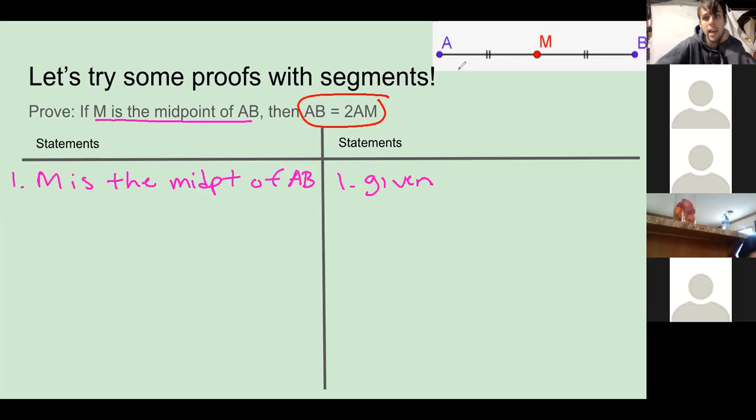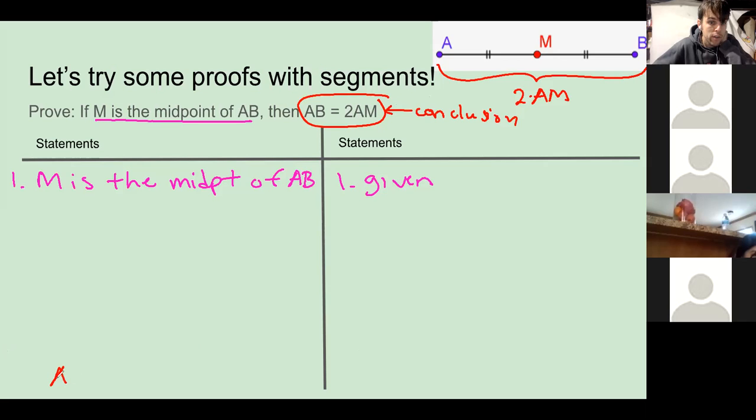We're trying to say that AB, the whole thing, is equal to 2 times AM. That's what this equation is saying. This is the conclusion that we are trying to reach. So that will be our last step. I'll even fill it in there. So AB equals 2 AM. We know that's where our proof needs to end.